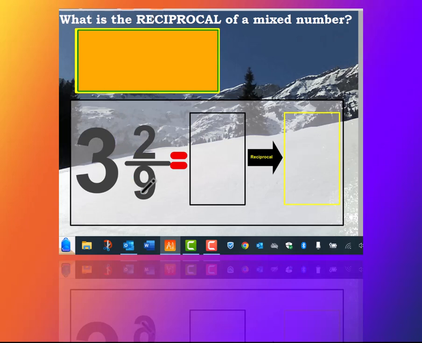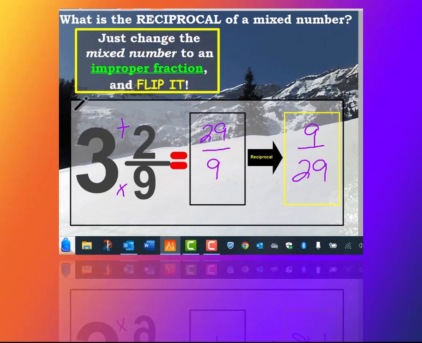And to do that, we multiply the denominator times the whole number, 9 times 3. We get 27, and then we add the numerator of 2, and we get 29. The denominator stays the same. So the improper fraction would be 29 ninths. Then to write the reciprocal, we flip it upside down and it becomes 9 over 29. So we just change the mixed number into an improper fraction and then we flip it.